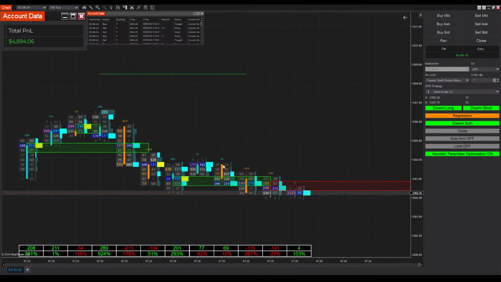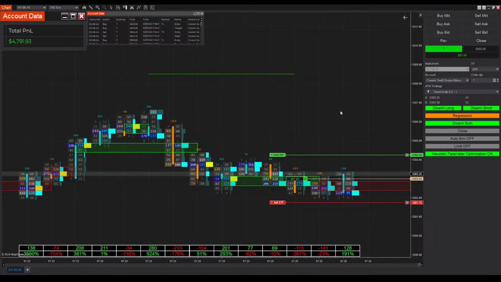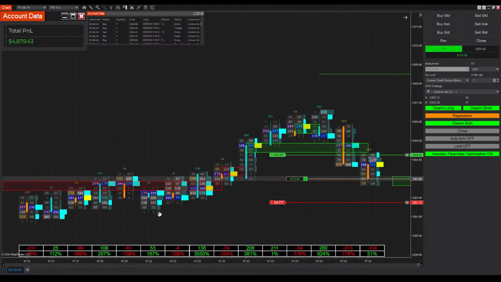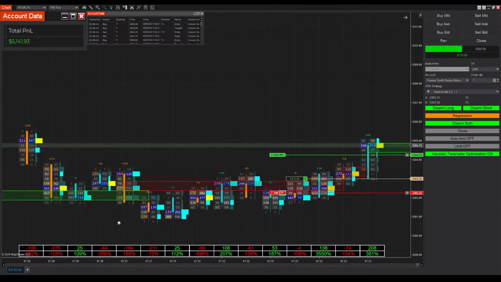You can see here we're getting some very interesting movement around the zone here. These zones aren't holding very long, but they're sticking around the same level for a while. Keep bouncing off this 5302 zone here.